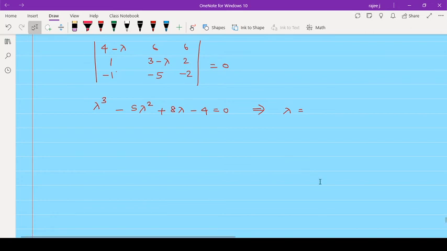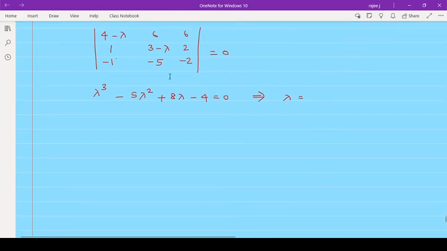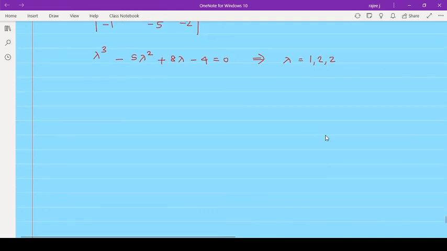Solve that equation and get the values for lambda. Get the values first. 2, 2, 1. Okay, right. So it is 2, 2, 1 or 1, 2, 2. Then you can write in any order.